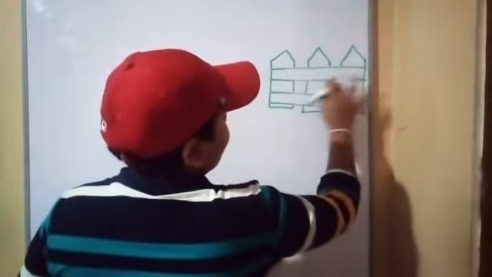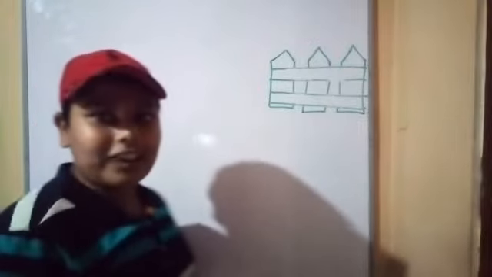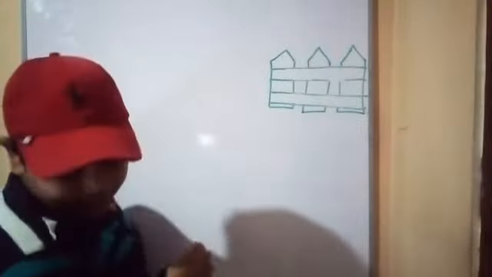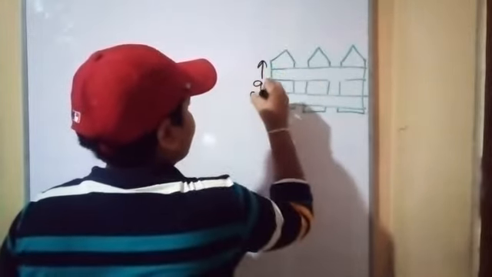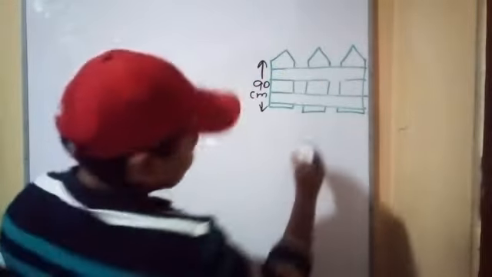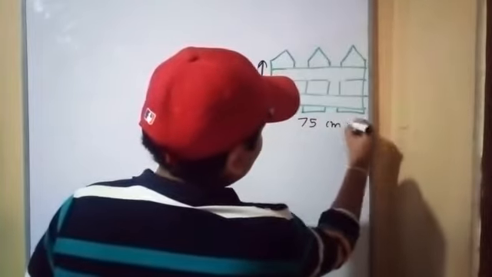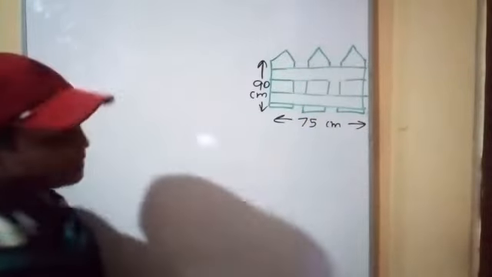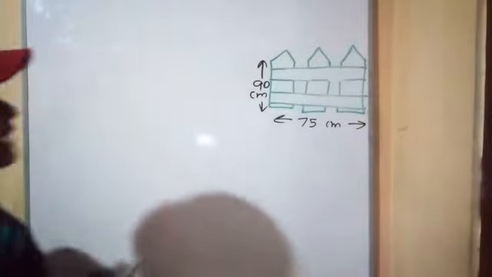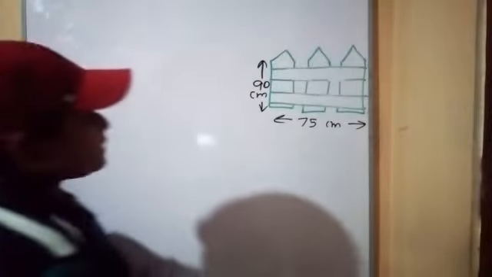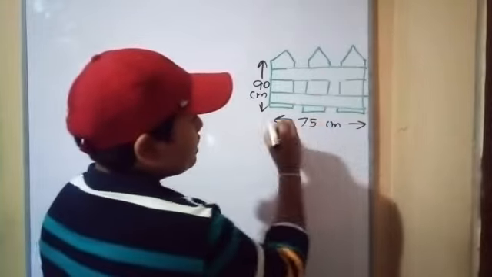Okay, the wooden plank looks like this. In that, this side is 90 centimeters and this side is 75 centimeters. They ask us to find the total length in meters and centimeters.